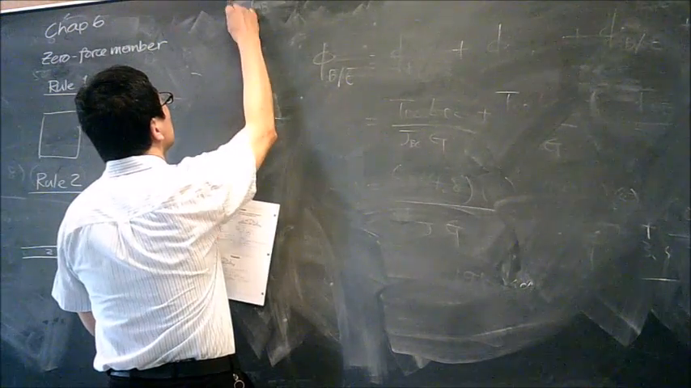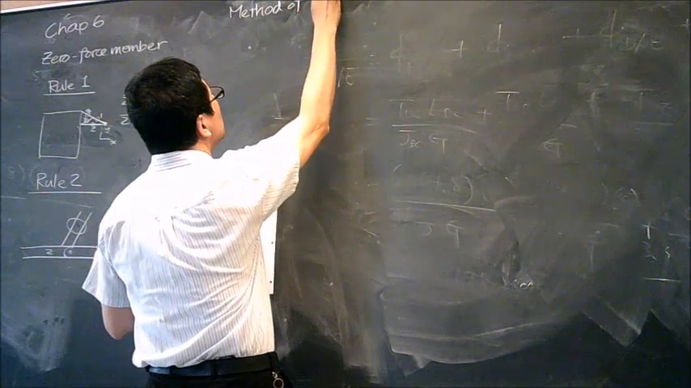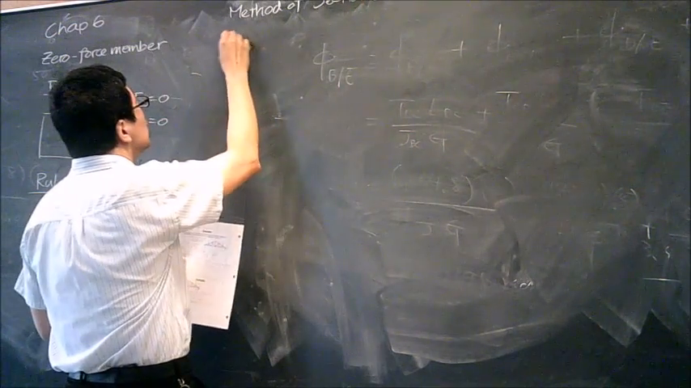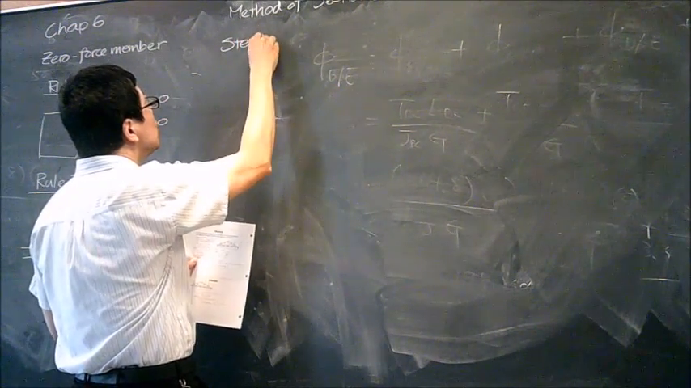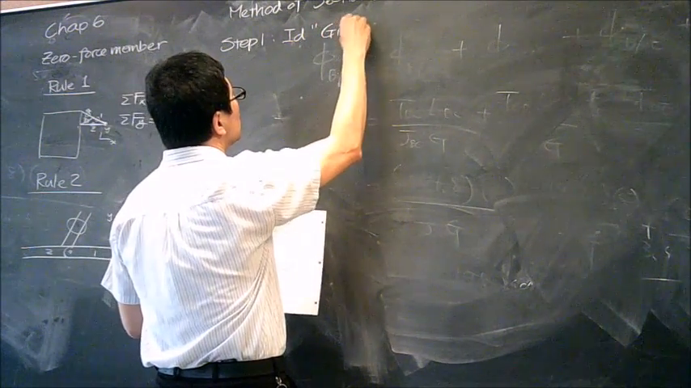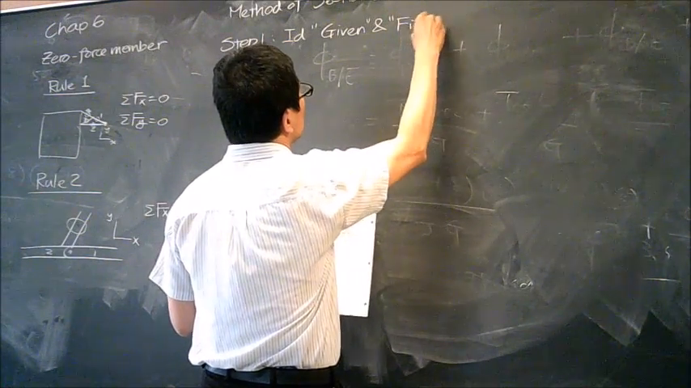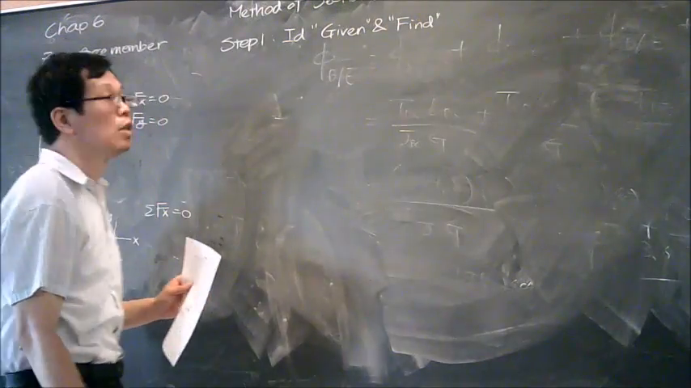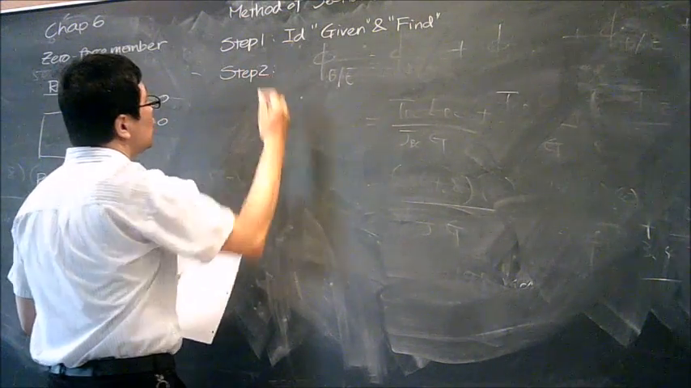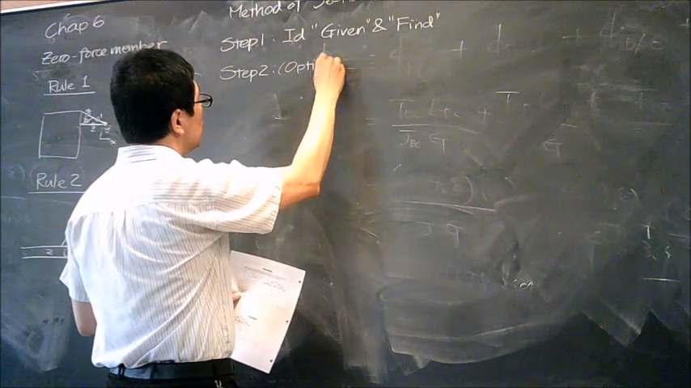Then we talk about method of sections. Again, when we deal with something like this, we always want to identify what is given and what we need to find, right? I would say this is optional. Step 2.